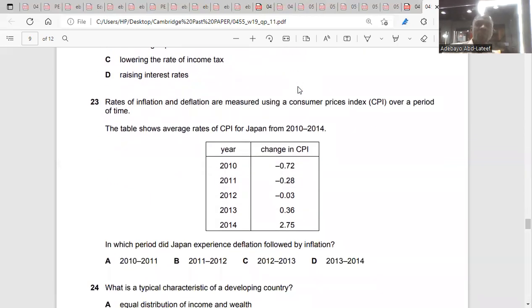Yes. Rate of inflation and deflation are measured using the CPI over a period of time. Now, the table shows the average rate of CPI for Japan from 2010 to 2014. In which period did Japan experience deflation followed by inflation? What is deflation? A persistent fall in the prices of goods and services. So where does Japan see deflation here?